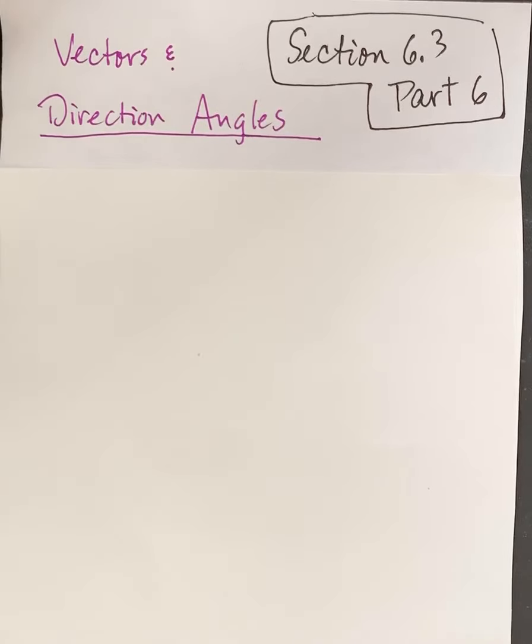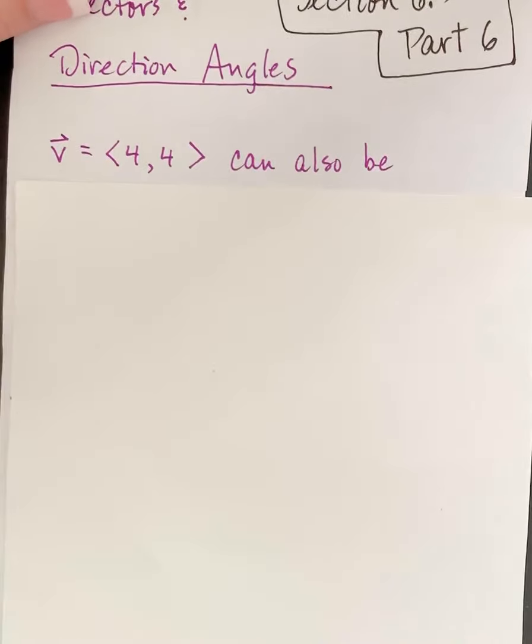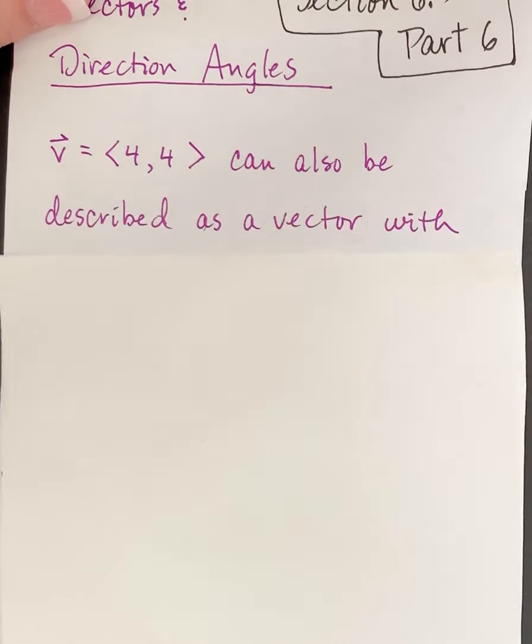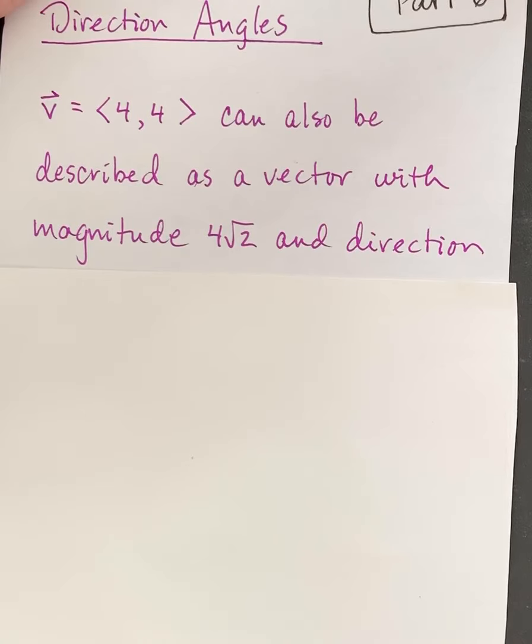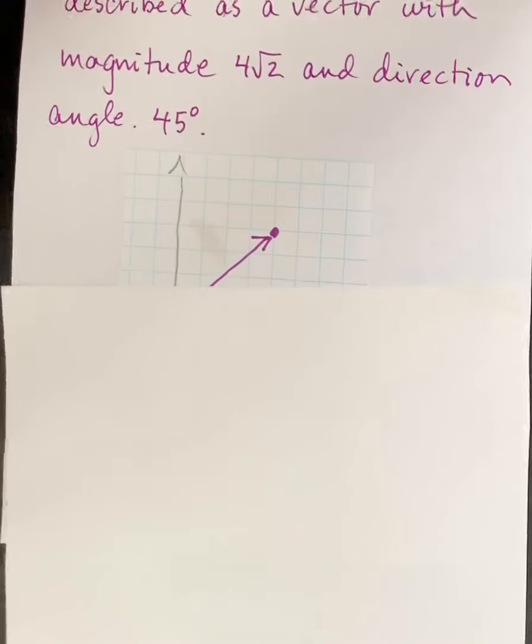In this video, we'll be talking about vectors and their direction angles. This is still 6.3. This is part 6. Okay, let's say you have a vector like 4, 4. That's its component form. It's described in terms of its horizontal component and its vertical component. It can also be described as a vector with magnitude of 4√2 and a direction angle of 45 degrees.